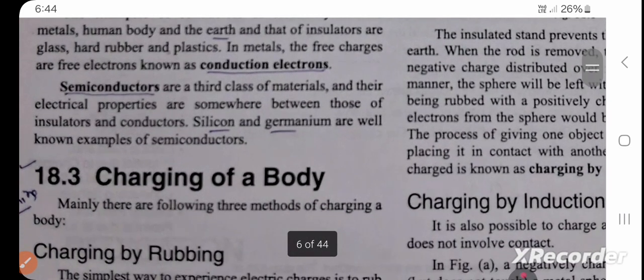Semiconductors are those materials which are in between the conductors and insulators. They are the third class of material, and their electrical properties are somewhere between those of insulator and conductor. Silicon and germanium are two famous examples of semiconductors.